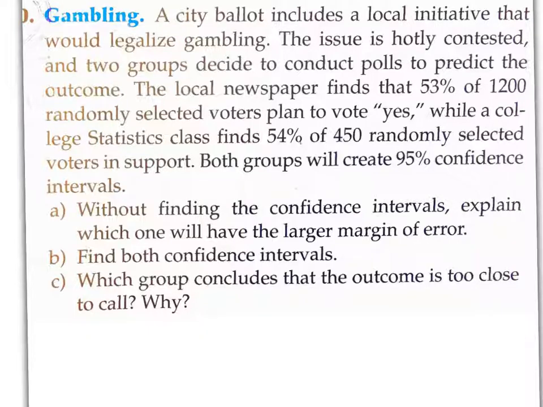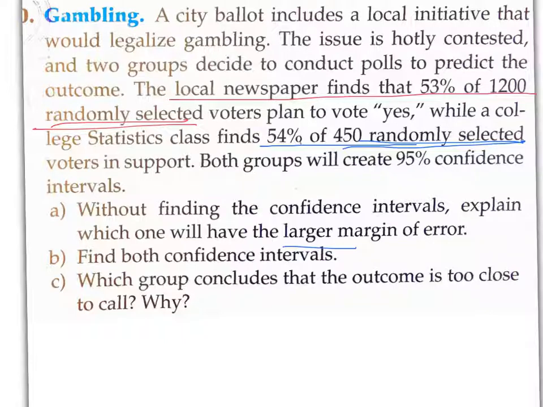Okay, a city ballot includes a local initiative that would legalize gambling. The issue is hotly contested, and two groups decide to conduct polls to predict the outcome. The local newspaper finds that 53% of 1,200 randomly selected voters plan to vote yes, while a college statistics class finds that 54% of 450 randomly selected voters do. Both groups will create 95% confidence intervals. Without finding the confidence interval, which one will have a larger margin of error?